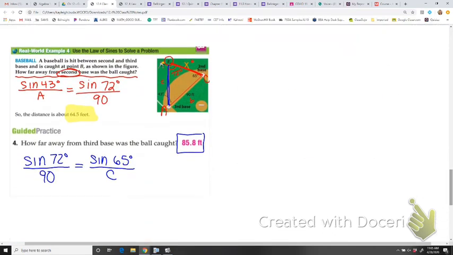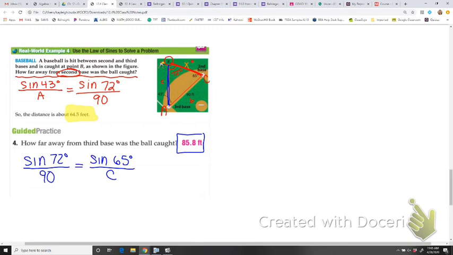And the last scenario, this is like a real life scenario. I know baseball players, the coronavirus kind of canceled that for you, but here's a baseball question. Use the law of sines to solve this real life problem. A baseball is hit between second and third base. So you see the players there trying to catch it at point B. How far from second base was the ball caught?